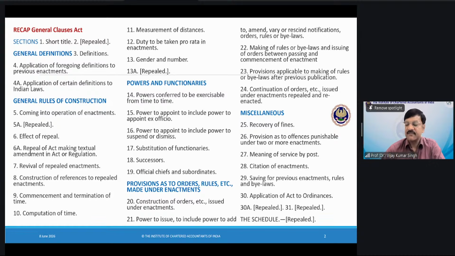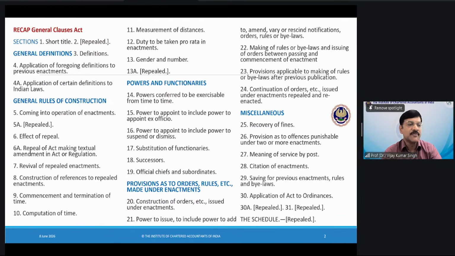In the General Clauses Act, we saw general definitions, certain important ones like immovable property, oath, and affidavit. Then we also saw the general rules of construction from section 5 to section 13. And then we discussed government functionaries, powers and functionaries from sections 14 to 19, which deals with the mechanism of government officials, their offices, how they work, and how a successor will be appointed.